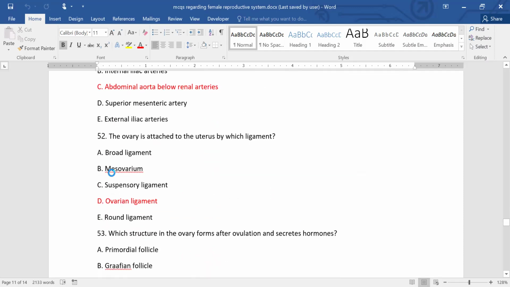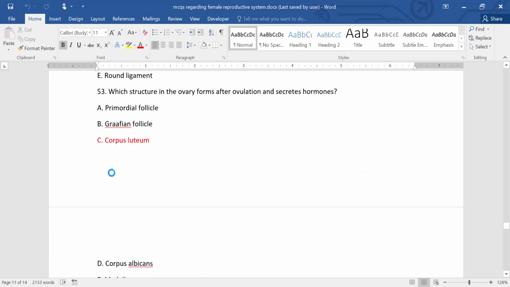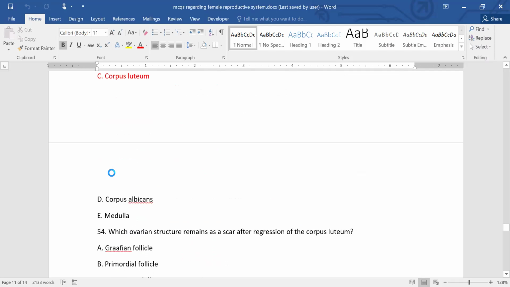Ovary is attached to the uterus by which ligament? Ovarian ligament. Which structure in the ovary forms after ovulation and secretes hormones? This is the corpus luteum. Primordial follicle, Graafian follicle, these are the different stages of development of the follicles which are present in the ovary. And corpus albicans is the remnant of the corpus luteum. And medulla is the inner part of the ovary. So ovary has got two parts, outer cortex and inner medulla.